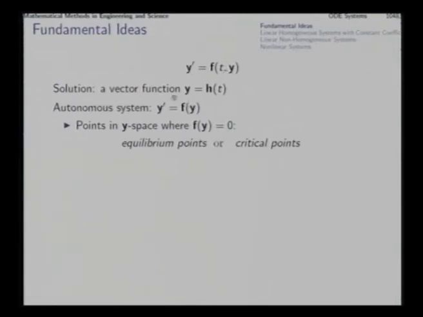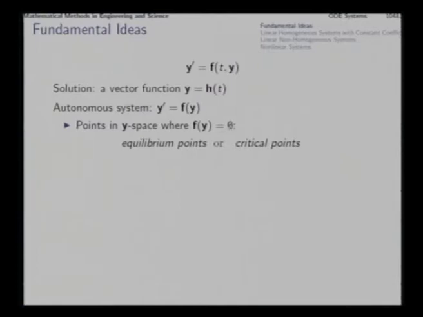Now, for this kind of system, an autonomous system, you can talk of points in the state space, in the space of y, where the value of this vector function is 0. Those points are called equilibrium points or critical points. Why are they called equilibrium points?